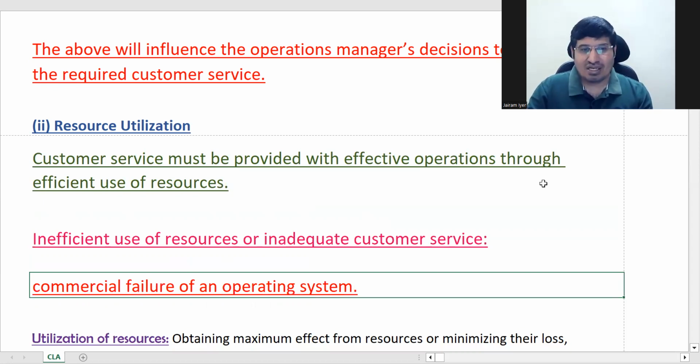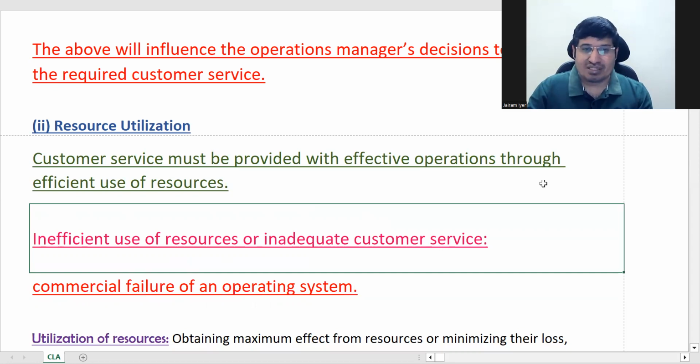But if any of these two happens, you have to balance it well, that customer service is also done. At the same time, your operations are also effective. Okay, understood?